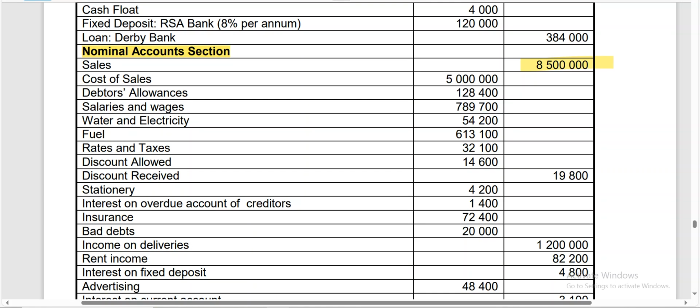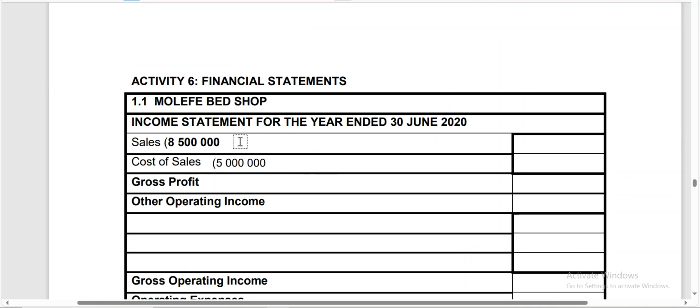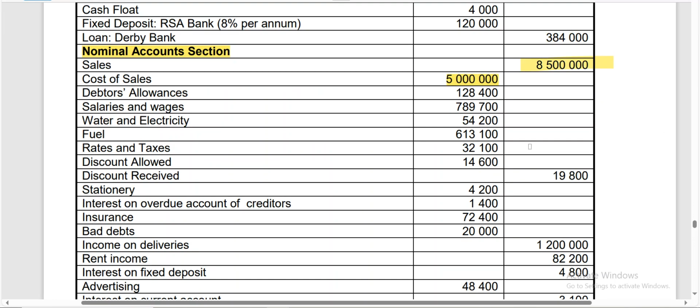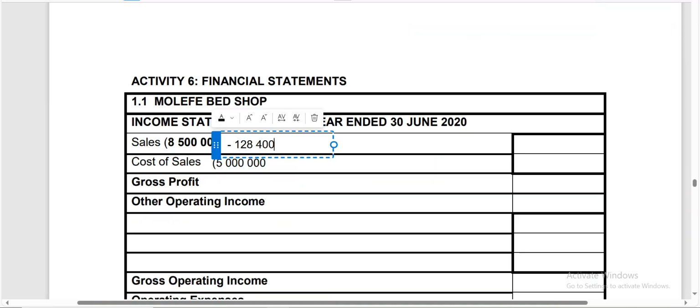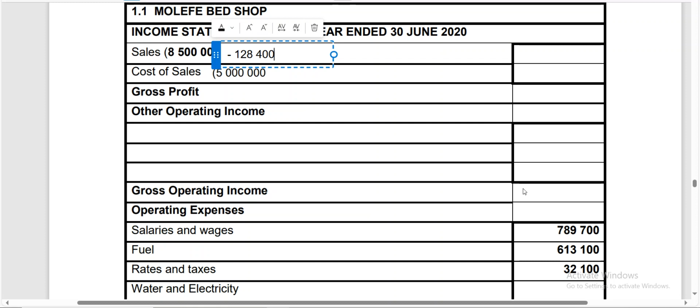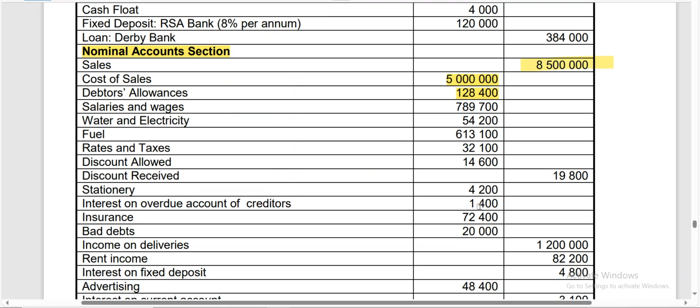And then next, according to our information, we have our debtors allowance as 128,400. So we are going to subtract it from here, because we know that debtors allowance at the end of the year must be subtracted from sales. So we have closed it off. And the next, we have salaries for 789,700. It has already been entered, so we are just going to highlight it because it has been entered.